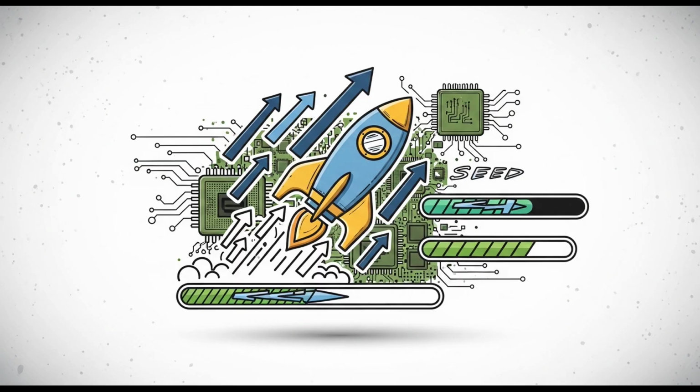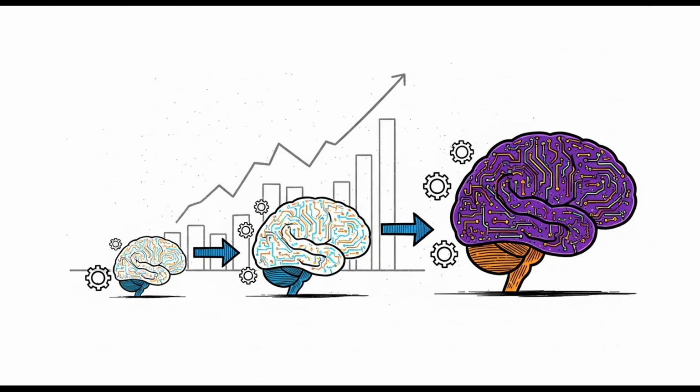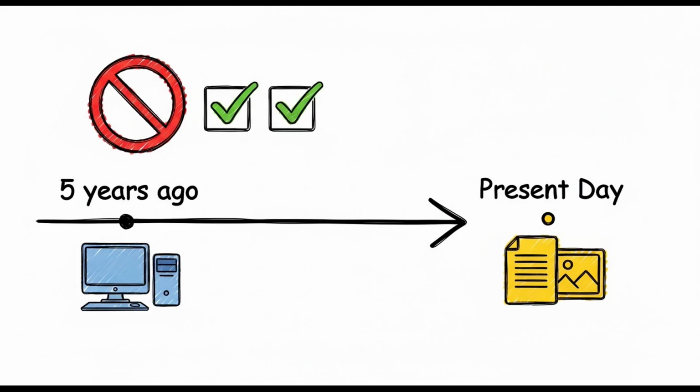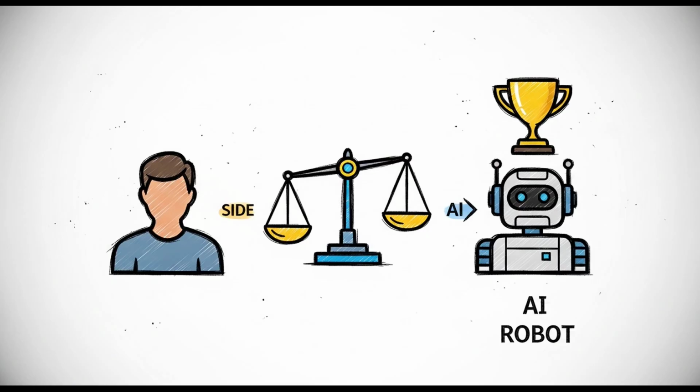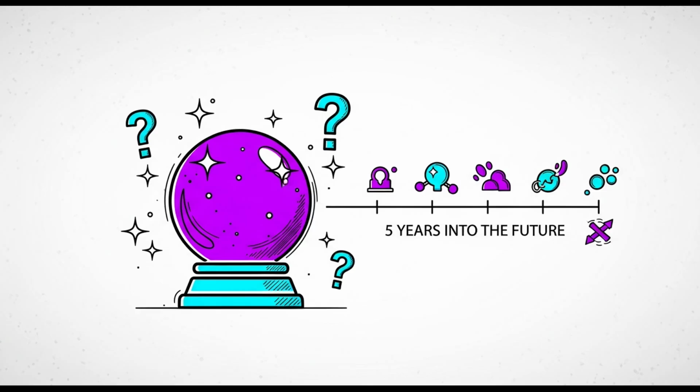Machine learning is advancing faster than almost any technology in human history. The models are getting bigger, smarter, and more capable every single year. 5 years ago, no one thought AI could write essays or create photorealistic images. Now it does both better than most humans. 5 years from now, machine learning will be doing things we can't even imagine today.